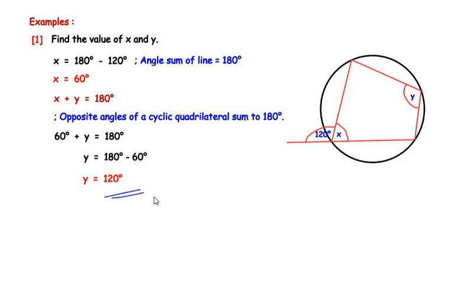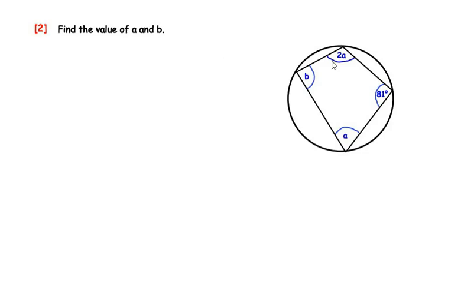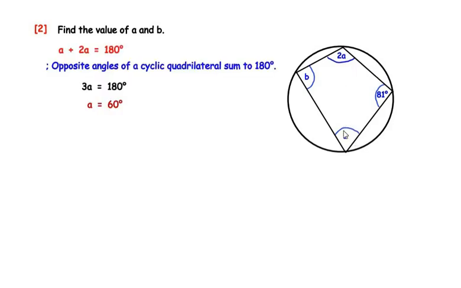Let us move on to the second question now. Find the value of a and b. Now here we can see that this is a cyclic quadrilateral and the angle 2a is opposite to the angle a. So we are going to add these two angles and equate it to 180. So here we have written a plus 2a is equal to 180 degrees. That is, opposite angles of a cyclic quadrilateral add to 180 degrees. Now a plus 2a gives us 3a is equal to 180 degrees. Now dividing both sides by 3, we get the value of a as 60 degrees.